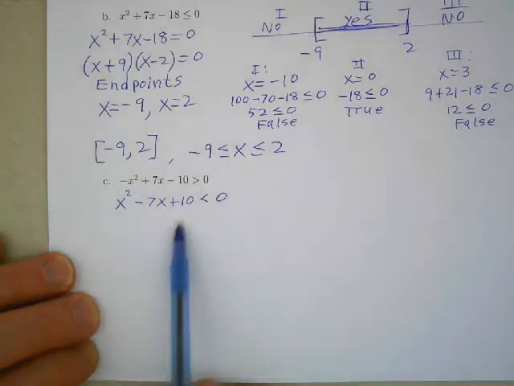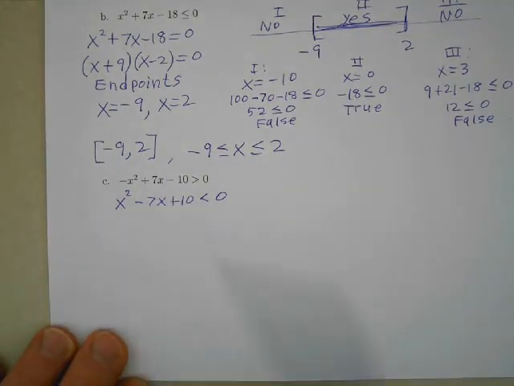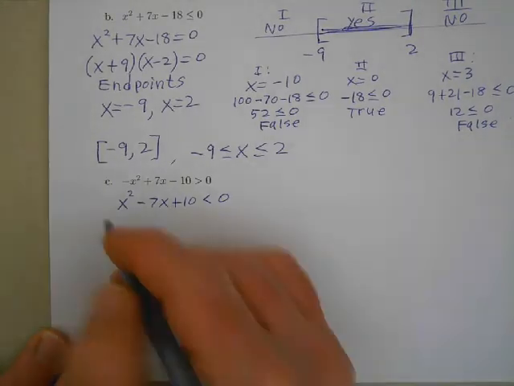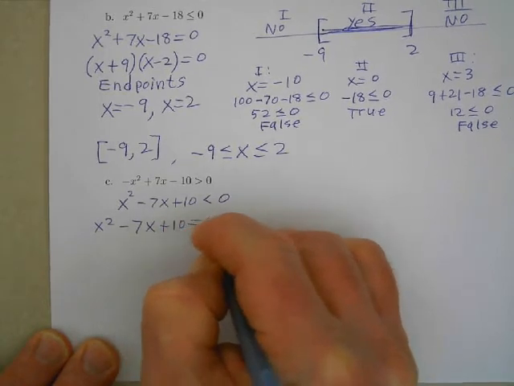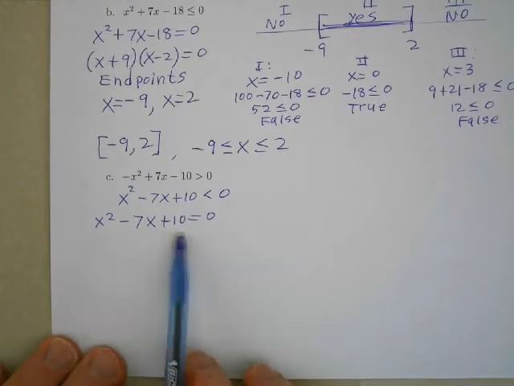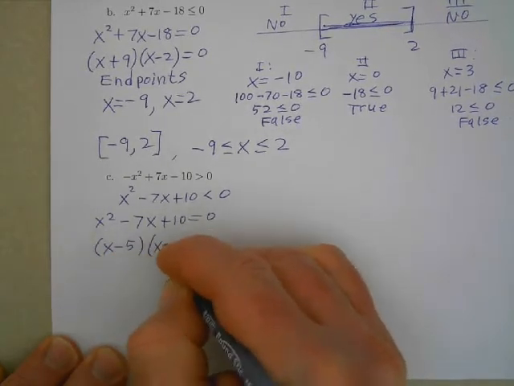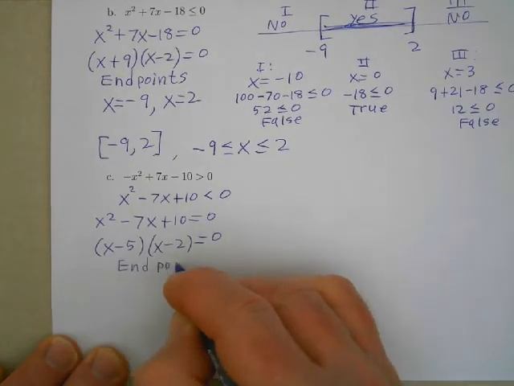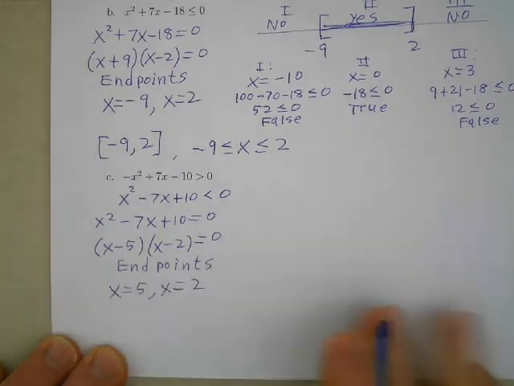So we'll just work on this inequality. The solutions to both are the same, but this is easier to deal with, in my opinion. So once again, to find the endpoints, we have to solve the equation x squared minus 7x plus 10 equals 0. And we can solve this equation by factoring again, so x minus 5 times x minus 2. So the endpoints this time are x equals 5 and x equals 2.